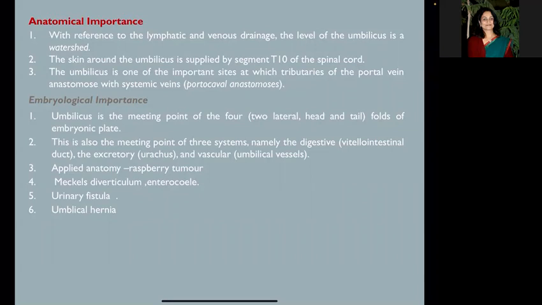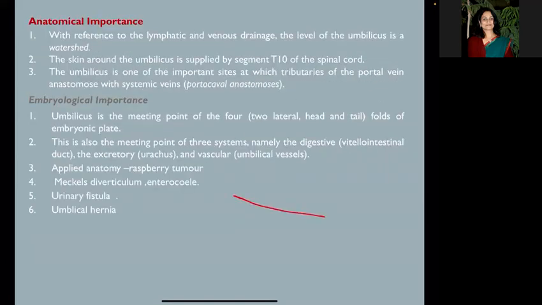Another applied importance of umbilicus is that if there is a persistent vitellointestinal duct, it will lead to a fecal fistula. There may be an outgrowth on the surface of the umbilicus because some part of the vitellointestinal duct is persistent, and this is called a raspberry tumor, as it appears red. Then there may be a persistent last part of the vitellointestinal tract.